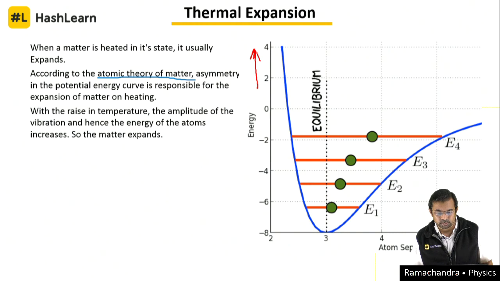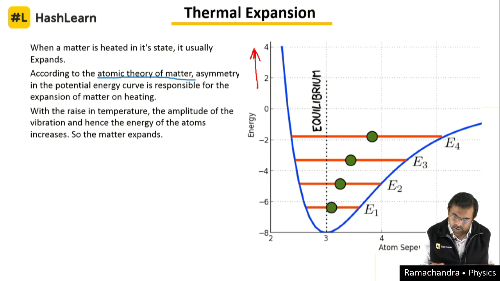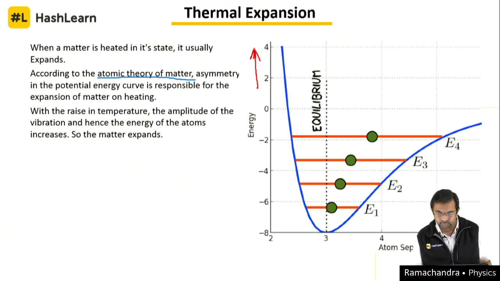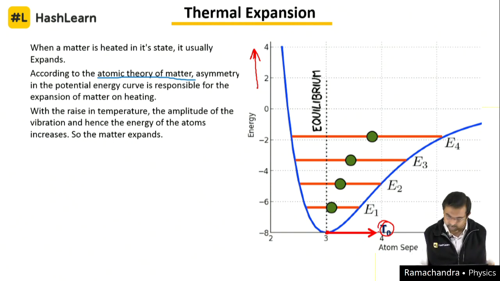So any responses? Can I proceed or should I get back? Okay, fine. So now on the x-axis we have taken R naught. This is the atomic separation. So this is the energy on the y-axis. With the increase in temperature, generally what happens at R equal to this, at this particular point, at time t equal to 0, they will be having the minimum separation as much as possible.